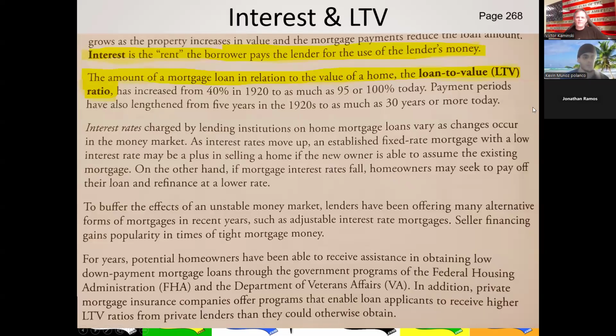And the payment periods have also lengthened from 5 years in the 1920s to as much as 30 or more today. Look, President Trump is even throwing around the idea of introducing a 50-year mortgage now. All right. Now, the only thing that that does is it brings down the mortgage payments. He's trying to find ways to make things more affordable.